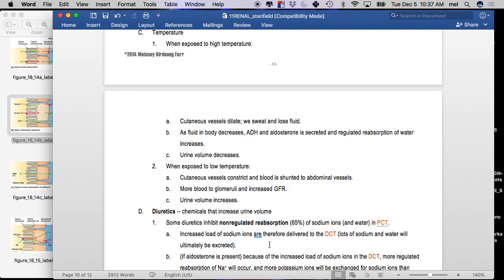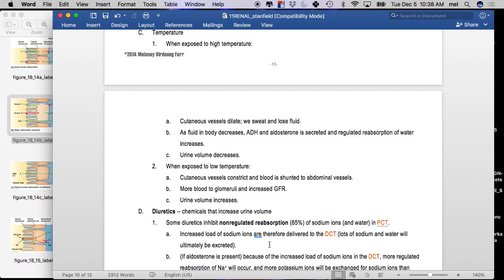So that means that the blood that is going to your brain is going to be less concentrated, right? So it should make sense to you that if you sweat more, you don't need to pee as much, right? So as the fluid in the body decreases, ADH and aldosterone are going to be secreted, and you're going to do more reabsorption of water and sodium, right? Does that make sense? And so you pee less. So if you sweat more, you pee less.